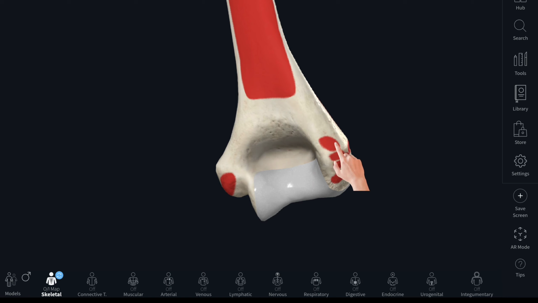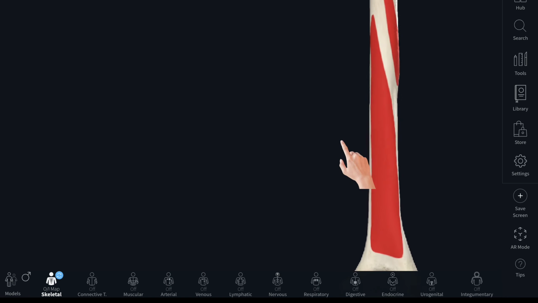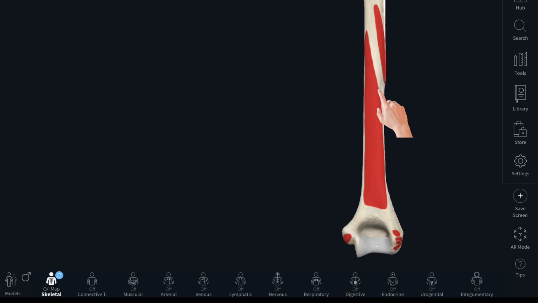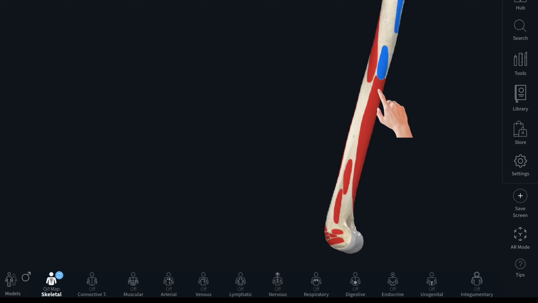Lateral head of triceps brachii arises from the oblique ridge on the upper part of the posterior surface above the radial groove, while its medial head arises from the posterior surface below the radial groove. These are all about the muscle attachments of humerus.